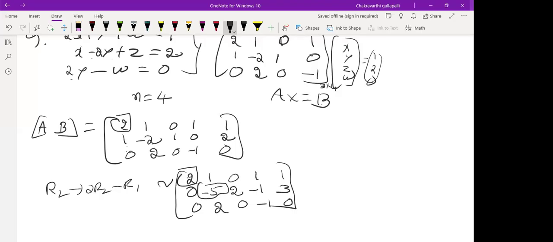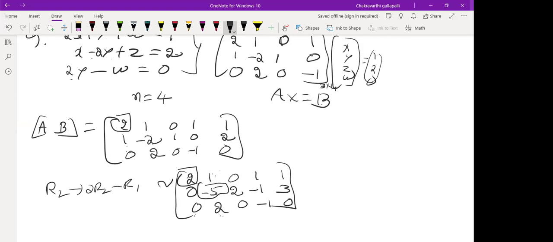Now this is leader. We have to make below zeros. How to make below zeros? Don't use R1. You should use only the previous pivot. Remember that. If you use this one, this will become 0, but this will become non-zero. So be careful. To make these two zeros, use this. To make this 0, use only the preceding one.